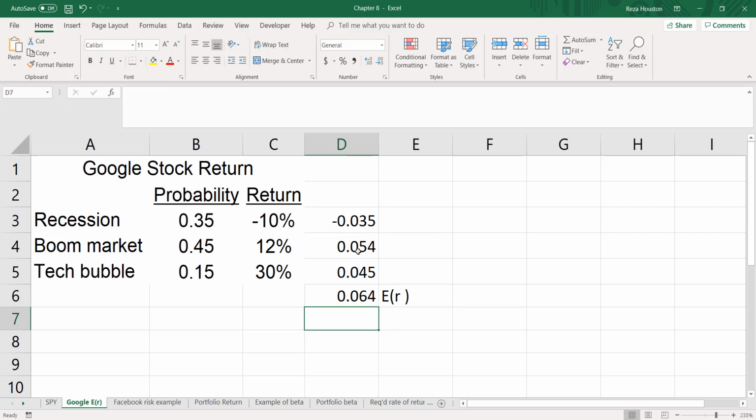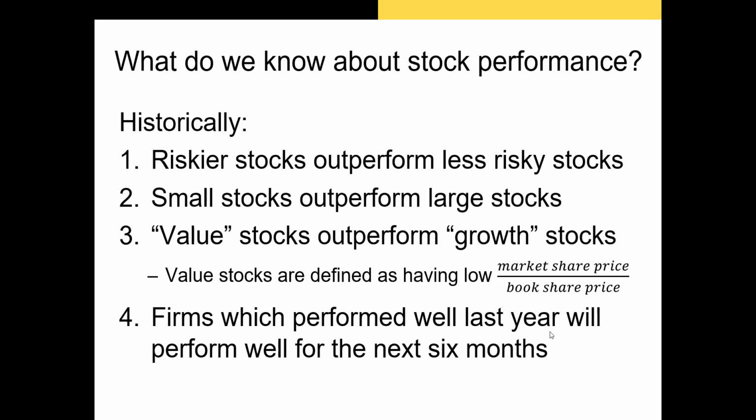And so once I do that, I find that the expected return on this stock is about 6.4%. So that's how we do it. So now we have a sense of one method for calculating expected returns. Now let's change it up and talk about the returns for some well-known trading strategies.